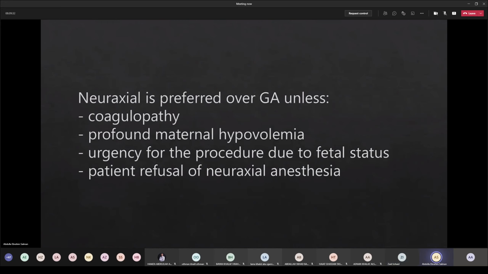Now, neuroaxial is preferred over GA unless there is coagulopathy, profound maternal hypovolemia, urgency for the procedure due to the fetal status, or patient refusal of neuroaxial anesthesia.